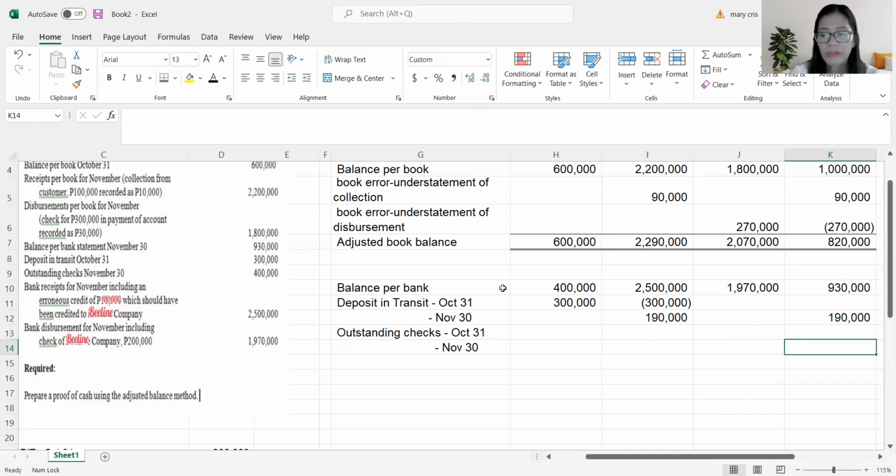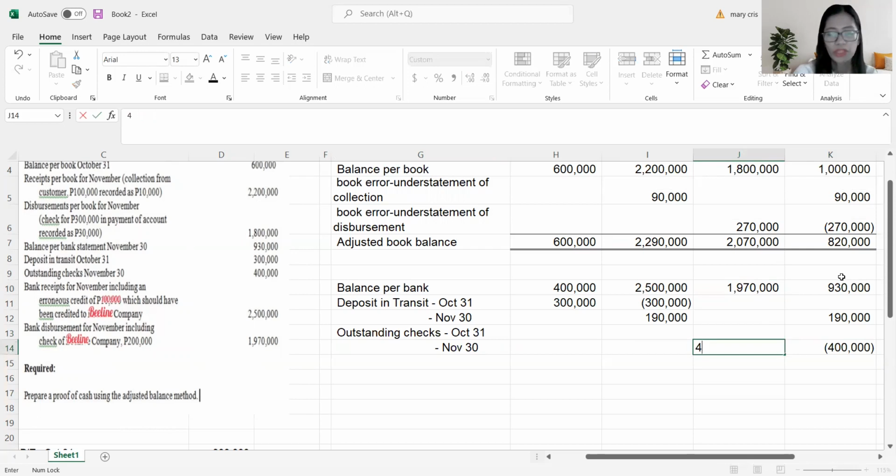We know that when we reconcile, we deduct the outstanding checks. So the amount is 400,000. Since these are outstanding checks, it means they are not yet reflected in our bank debits. That's why we are going to add back this 400,000 outstanding checks of November 30 to our disbursements under the bank balance.